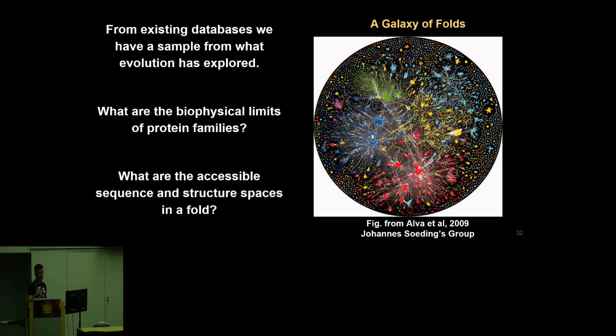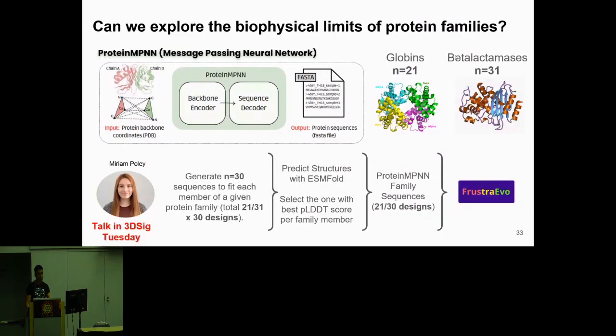So to study this, Miriam Polley, a first-year PhD student from our group, started to use ProteinMPNN. ProteinMPNN is an algorithm from the Baker group that can generate sequences that may fit the coordinates of a given protein structure. So this is called reverse folding, right? What Miriam did is she took all the members from the globins and all the members from the beta-lactamases. She generated, for example, 30 sequences to fit the structure of each member. Then we predicted the structures of all of these sequences with ESMFold because it's faster than AlphaFold. Then she selected the one that maximizes the pLDDT score for each family member. And then she used ProteinMPNN again to evaluate the biophysical properties of these ensembles of designed sequences. So these are the results.